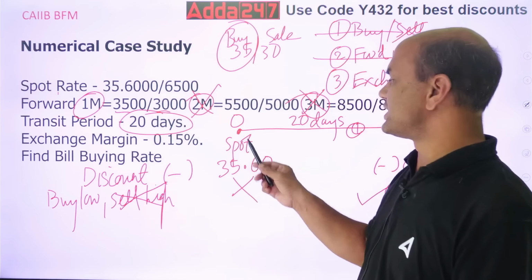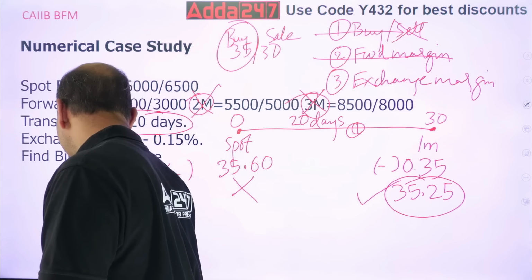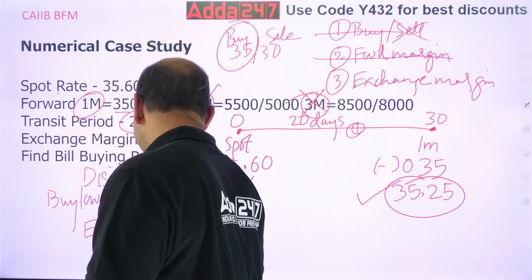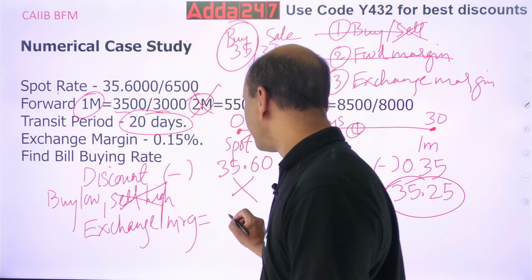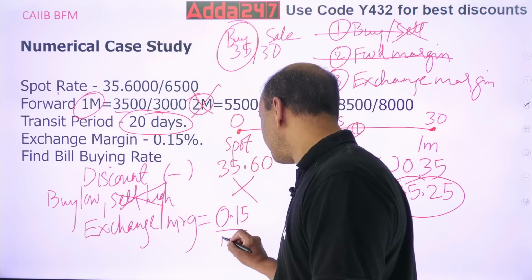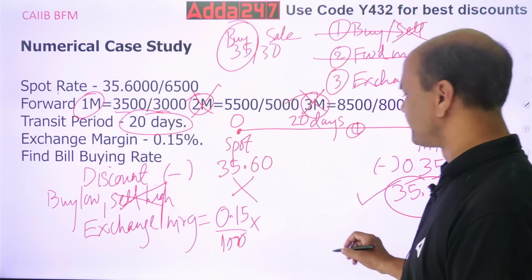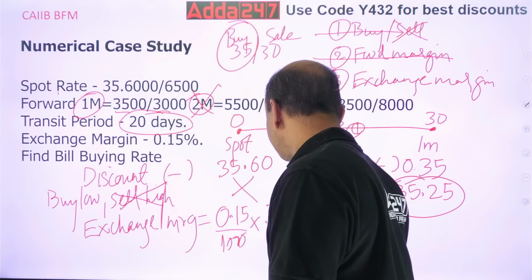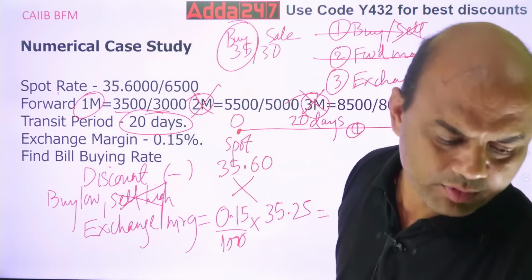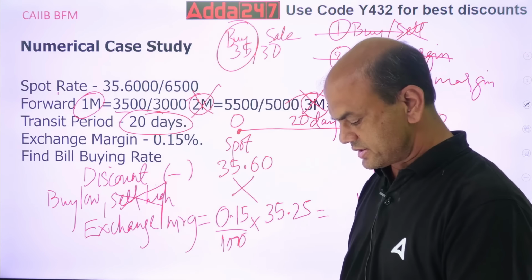For finding the exchange margin, what you have to do is: exchange margin, MRG, equals 0.15%. Kindly note, 0.15 upon 100 into what is the latest rate? 35.25. So what is the answer now? Do this, everyone: 0.15 upon 100 into 35.25.